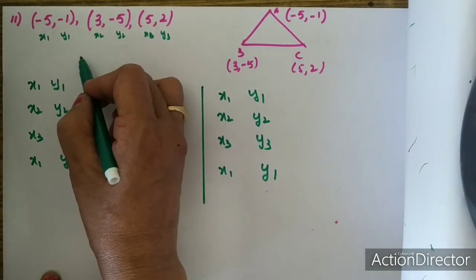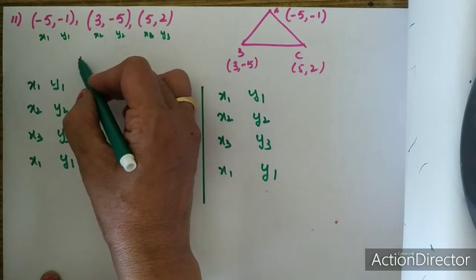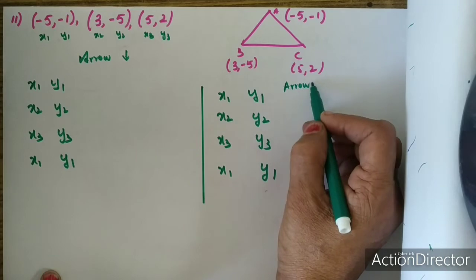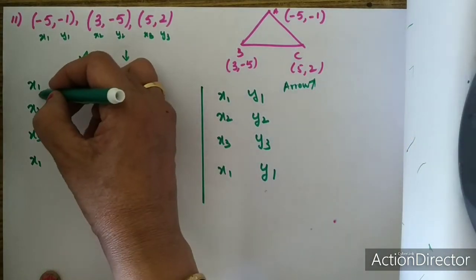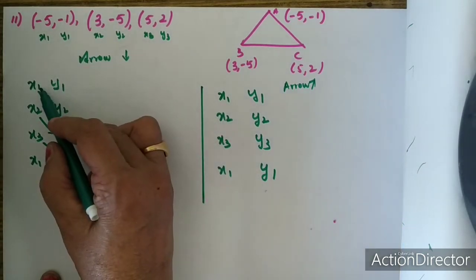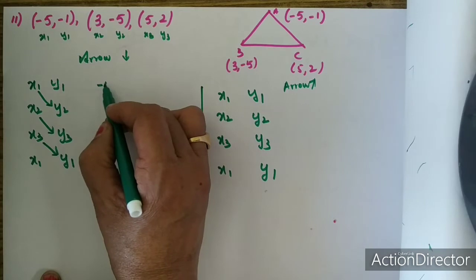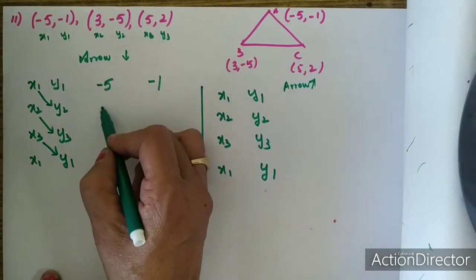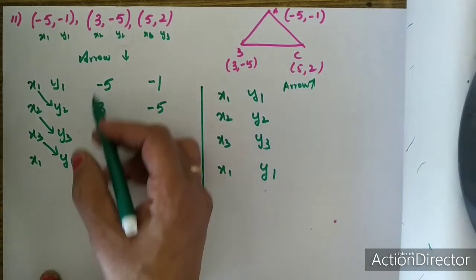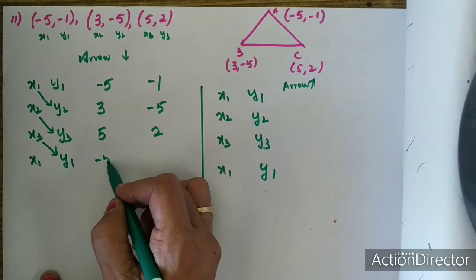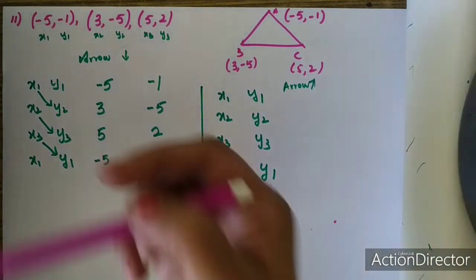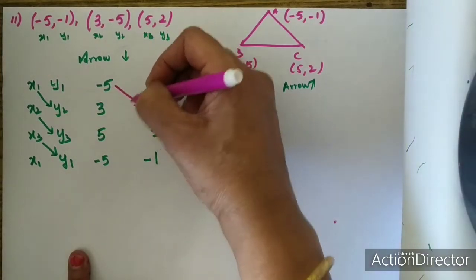This is the positive column, arrow downwards, and here the arrow upwards. So first I have to do the arrow downwards over here. First replace the values x1, y1. So it is minus 5, minus 1, 3, minus 5, 5, 2. And here again I have to repeat minus 5, minus 1. So first arrow downwards. So how will you put the arrows? Likewise.